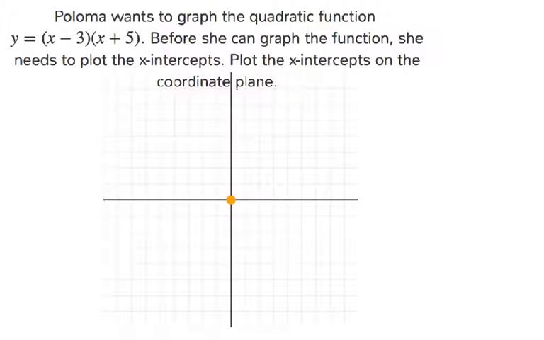It says here Paloma wants to graph the quadratic function y equals (x minus 3) times (x plus 5). Before she can graph the function, she needs to plot the x-intercepts. Plot the x-intercepts on the coordinate plane.